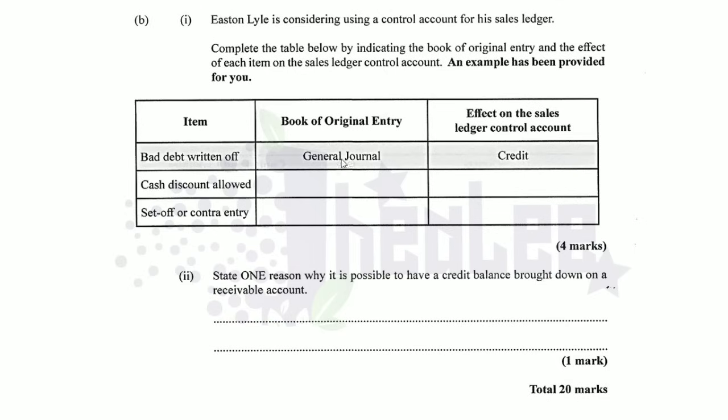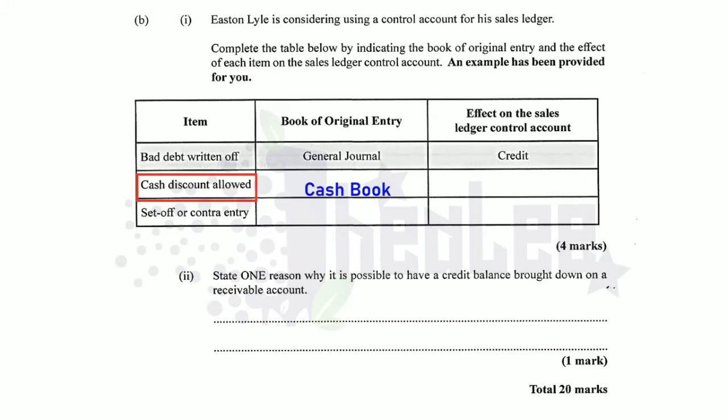Now we're on to discount allowed. Now discount allowed is entered in your cash book. So discount allowed is entered in your cash book. So the book of original entry that is associated with that is the cash book.